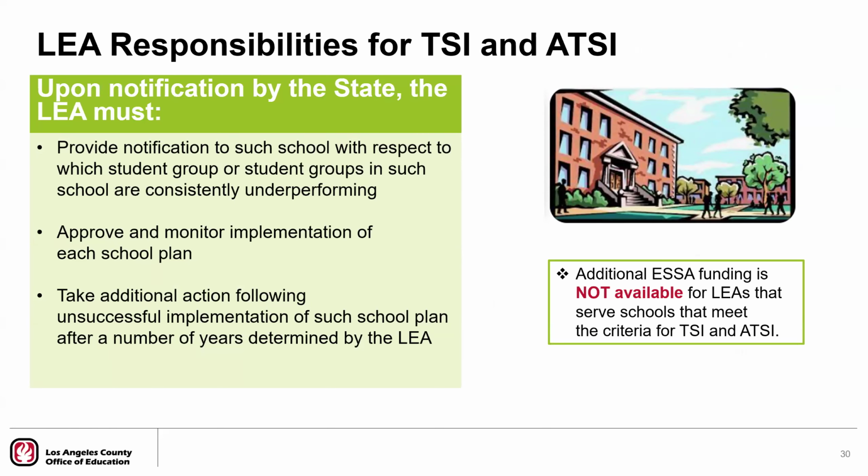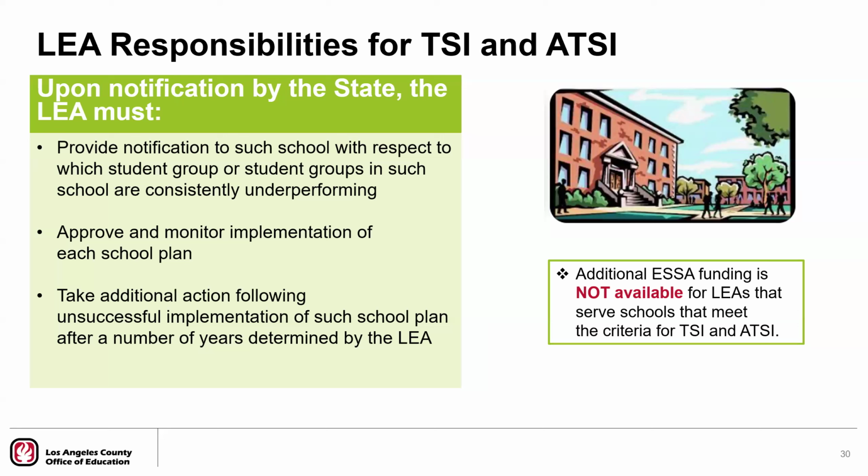So next we have LEA responsibilities for TSI and ATSI schools. So when a school is identified for TSI or ATSI, the LEA is responsible for notifying the school that it has been identified for TSI or ATSI. And the notification must indicate which student groups in the school are consistently underperforming. So in other words, the student groups that led to the school's eligibility for TSI or ATSI.